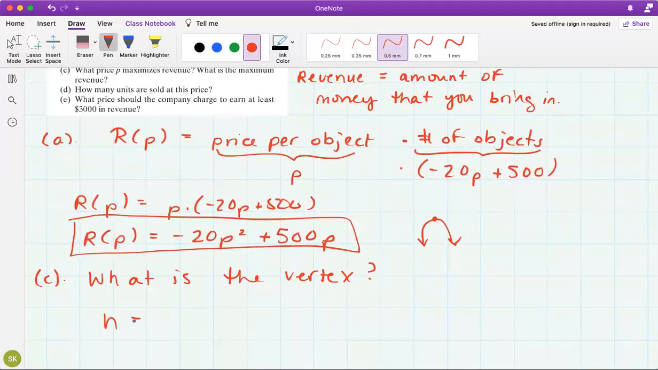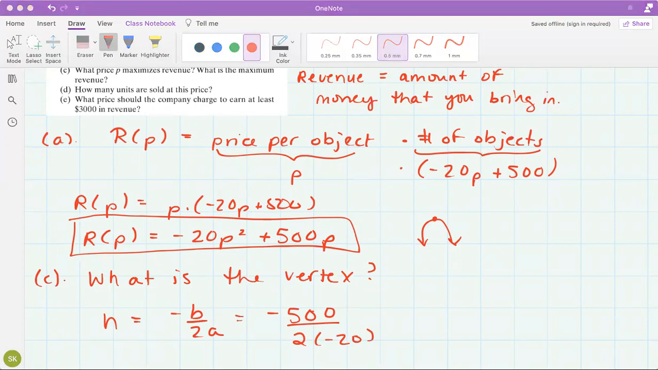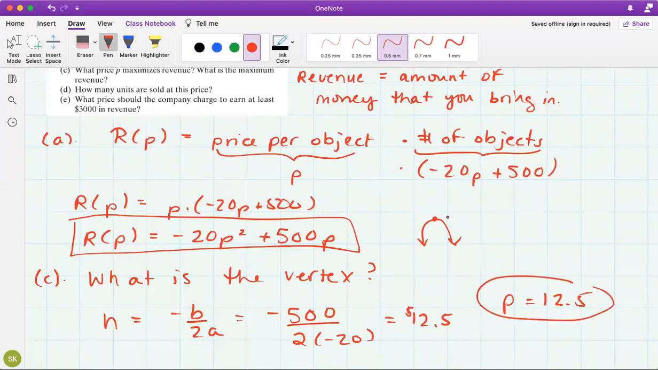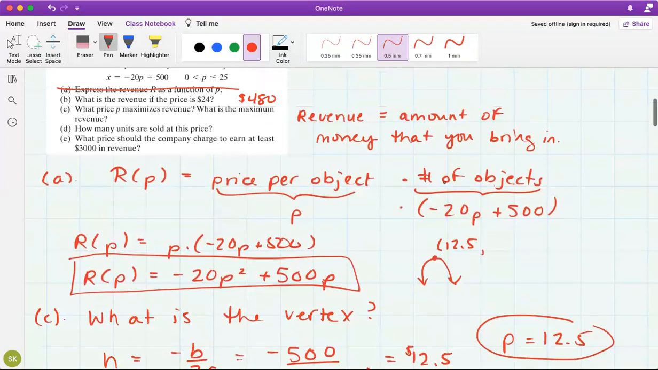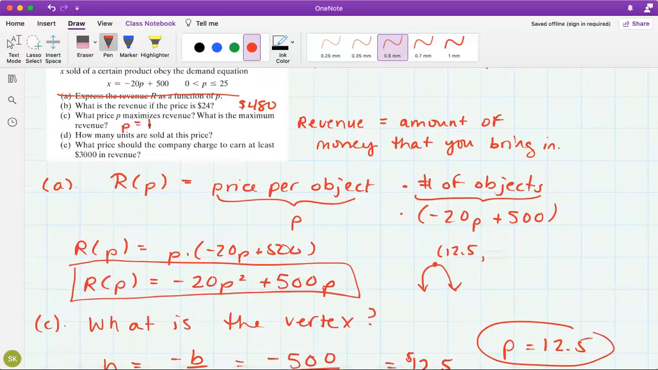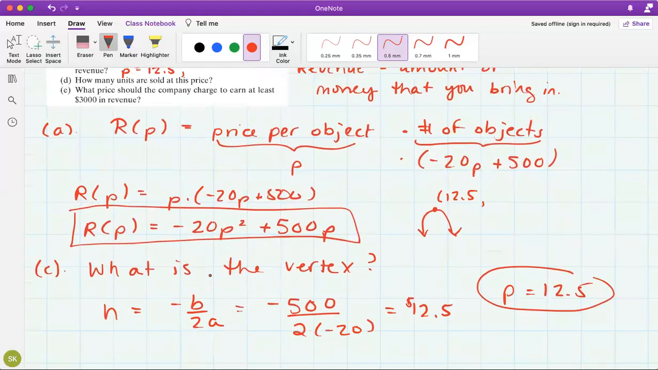Well, all we have to do is find h, which is -b/2a. B is 500, so -500 over 2 times a, -20, that's a here. So 500 divided by 40 is 12.5. So when the price is equal to 12.5, we're going to get a maximum revenue. So P is 12.5. But what is the maximum revenue? So that's just the price that maximizes the revenue.